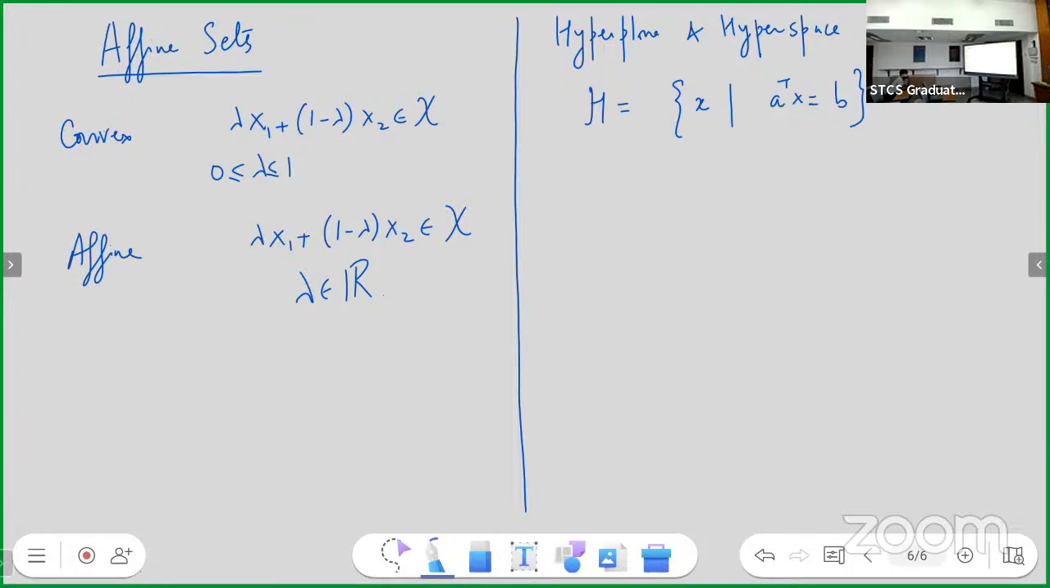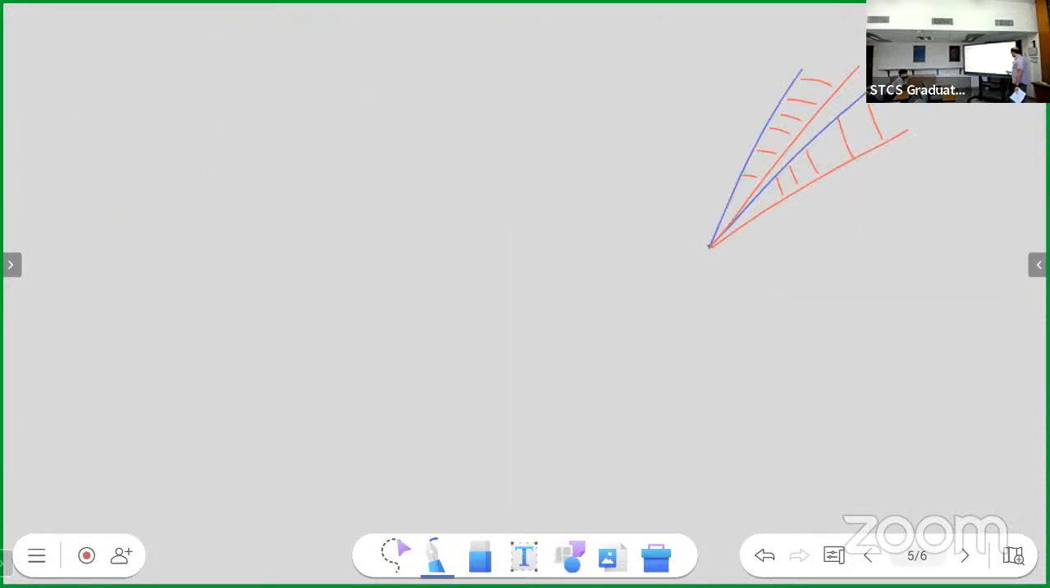I want something more. Something to do with the normal vector and all that. Something is normal to something. From the origin, you are drawing a perpendicular to that line. Let's suppose this is the hyperplane, a transpose x equal to b. From the origin, you're drawing a perpendicular to that line, and the length of it will be p. I'm calling it p.